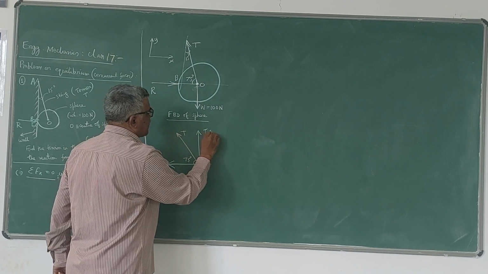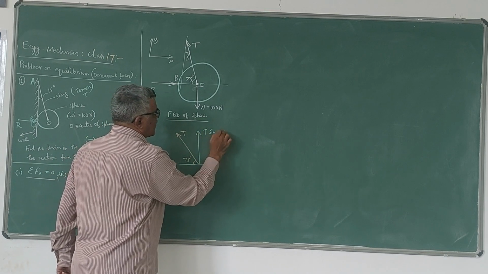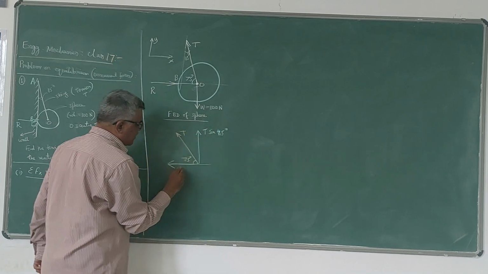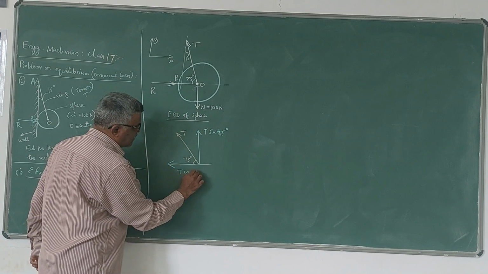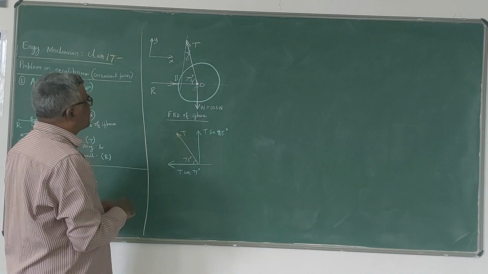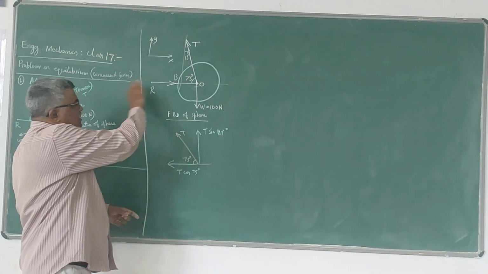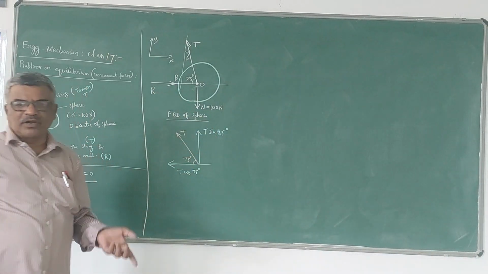T sin 75 will be like this. So these two are the components of the force T. So T cos 75, T sin 75. Then this R you need not resolve because it is horizontal. W you need not resolve because it is vertical.